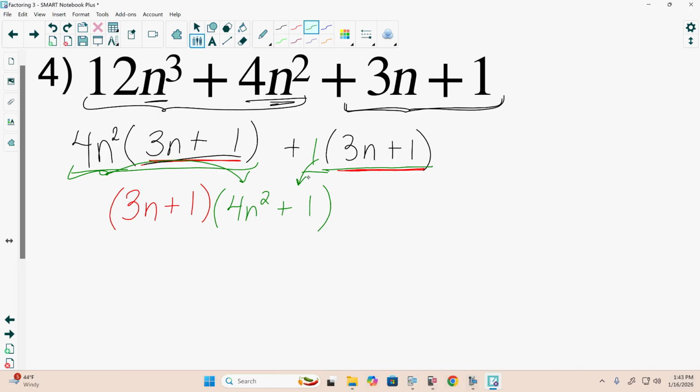Now, as we look at both of these here, just to make sure we're completely factored, 3n and 1 does not have anything in common. The degree of this expression is 1, so that is as simplified as it gets. Now, 4n squared plus 1 does have a degree of 2, so there's a chance it could factor. However, 4 and 1 don't have any common factors. N squared plus 1, we don't have a sum of two squares, so even if it did, 4n squared and 1 are perfect squares, there's no way for us to factor that. So that tells us that 3n plus 1 times 4n squared plus 1 is completely factored.